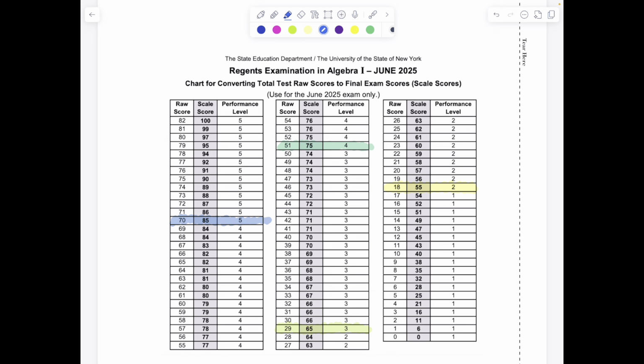So this is the scale, again, only for 2025. And what I mean by that is each and every year, the scale changes a little bit. Some years you need 30 points to get to a level 3. Some years it's 31, some years it's 28. Sometimes in January it's a little different than it is in August. So this is a rough estimate of what the scale scores would have been if you had taken this exact test. So this is what I'm going to tell you.